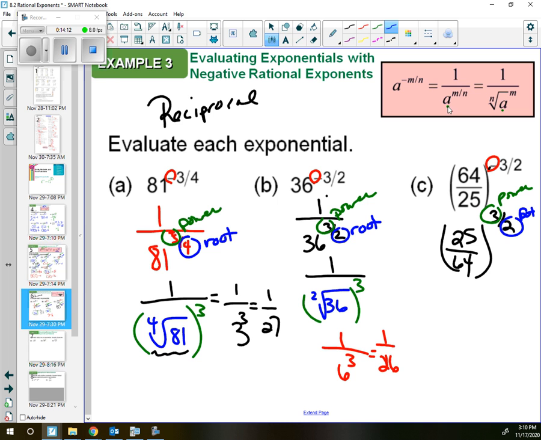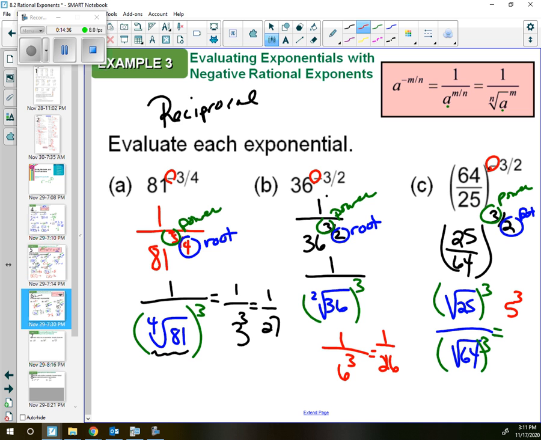So I'm going to do the square root of 25, and I'm going to do the square root of 64, and then I'm going to take both of those numbers and cube them. So just think of the top and the bottom separately. It just makes life a lot easier. So I did reciprocal because of the negative exponent, and then I'm taking each part to that root and power. All right, so the square root of 25 is 5, so I need to do 5 cubed.